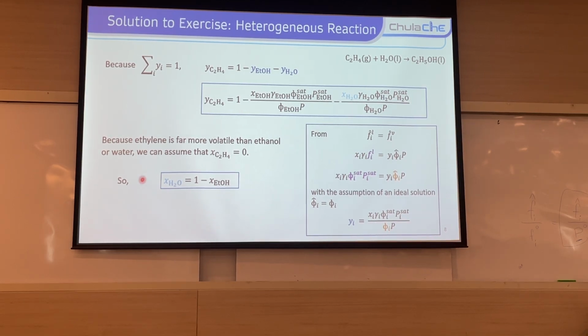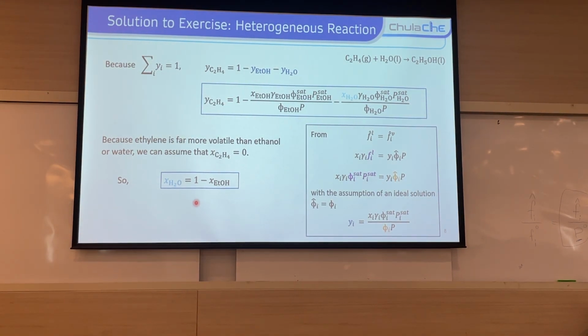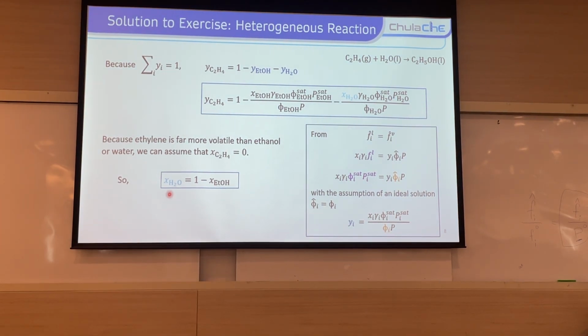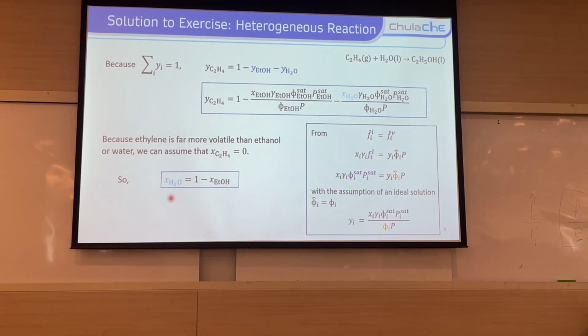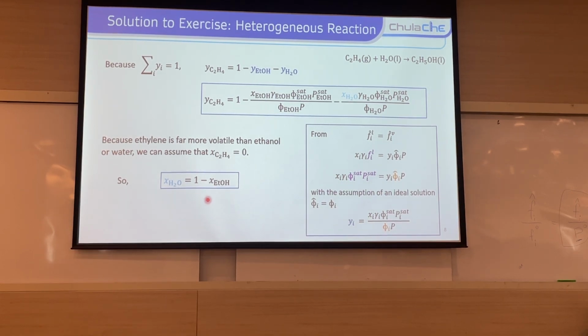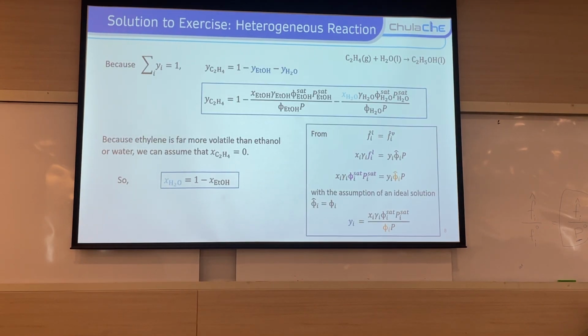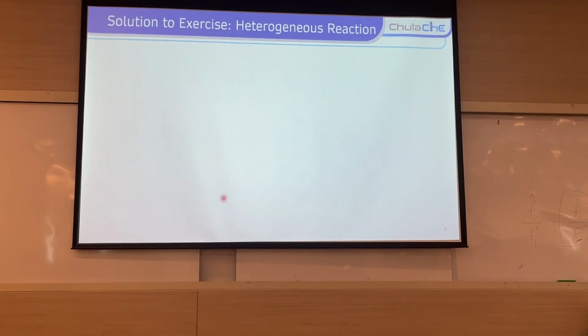Because this is the liquid phase, and this is the vapor phase. So in the liquid phase we don't have the ethylene. You have only water and ethanol. So the mole fraction of water is equal to 1 minus the mole fraction of ethanol. Then actually you have all of the equations that you need for solving this problem already.